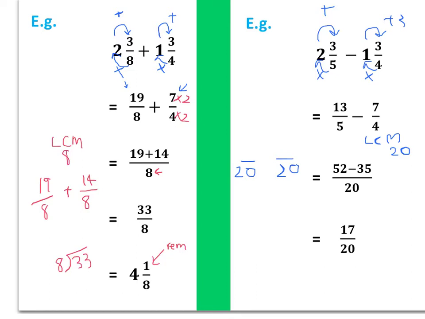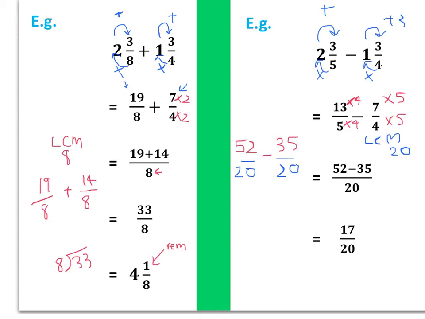So we have 5 times 4 to give us 20. So we want to multiply our 13 by 4 as well. 13 times 4 is 52. We multiplied our 4 by 5, so we do the same to the 7. We end up with 35.